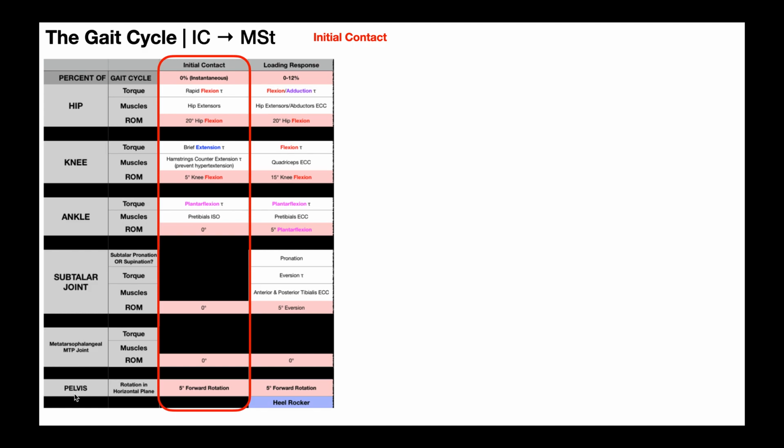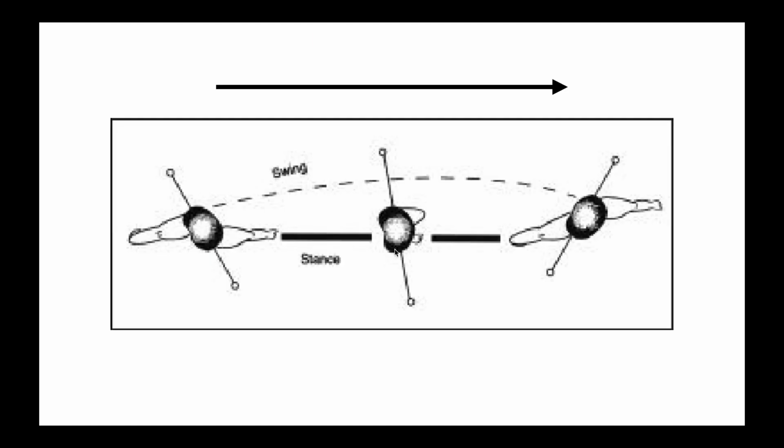But we do need to consider the pelvis, and the pelvis is in 5 degrees of forward, or we call anterior rotation. What does that mean? So here's a picture taken from the top looking down at a person moving on the screen from left to right. And the rule, generally speaking, is whichever leg is leading, so for example here the right leg is out in front, that half of the pelvis is rotated anteriorly.